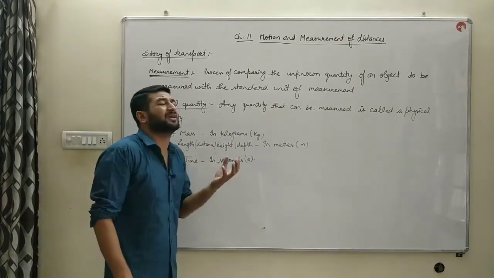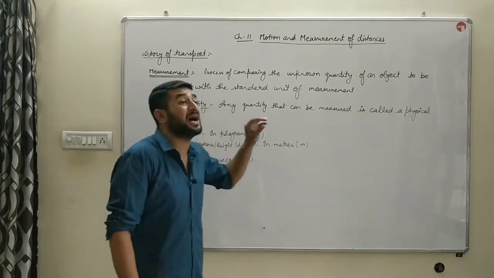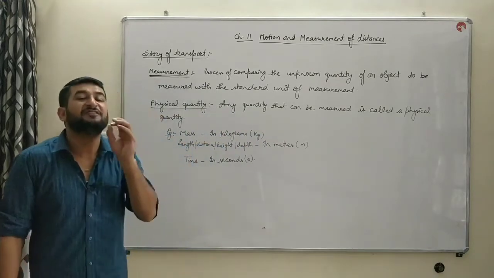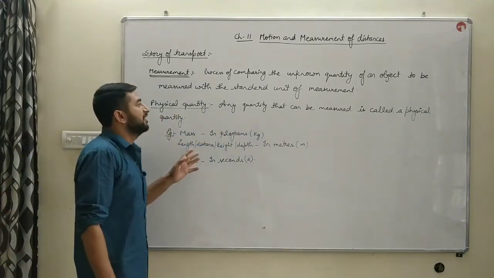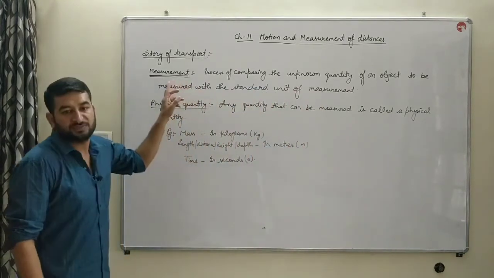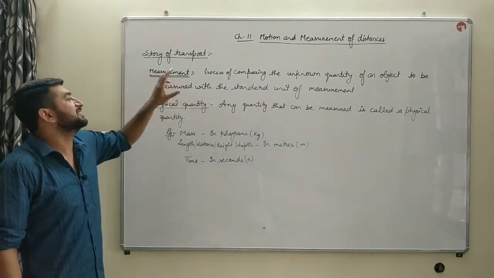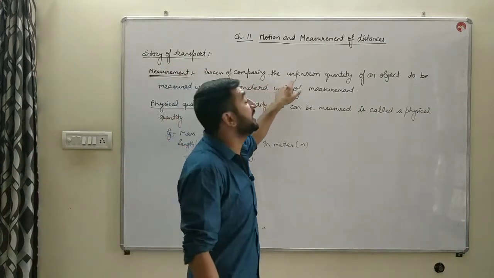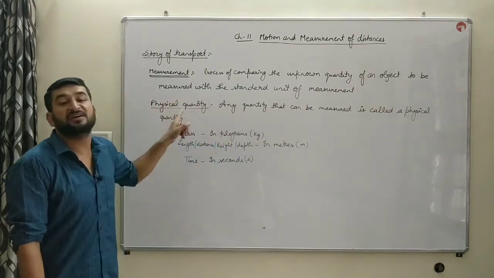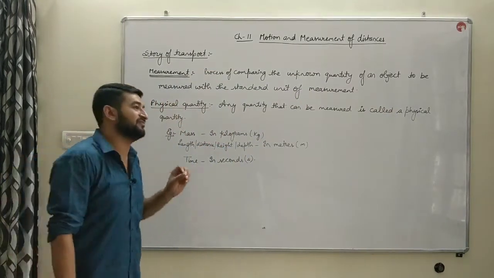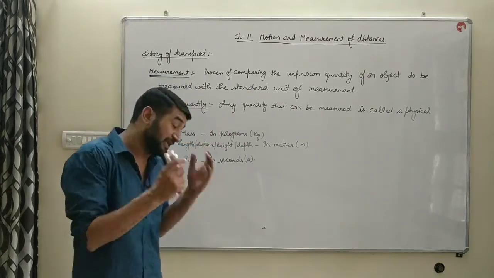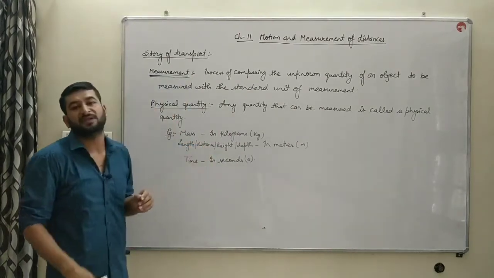What is measurement? It is the process of comparing the unknown quantity of an object with the standard unit of measurement. That comparison is known as measurement. So what is measurement, bache? It is the process of comparing the unknown quantity of an object to be measured with the standard unit of measurement. That process is known as measurement.